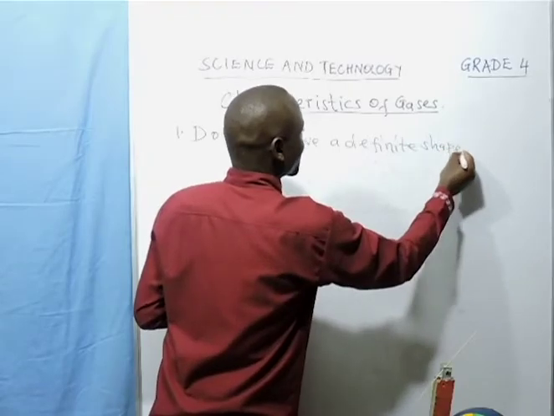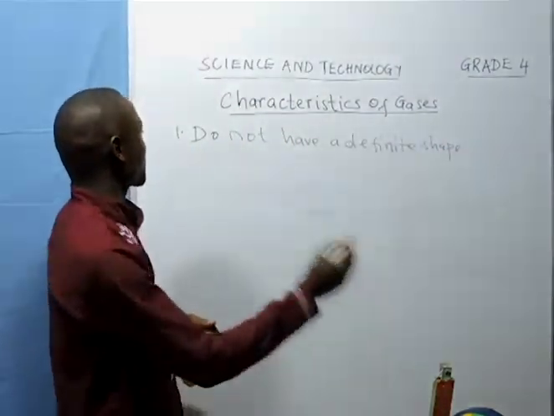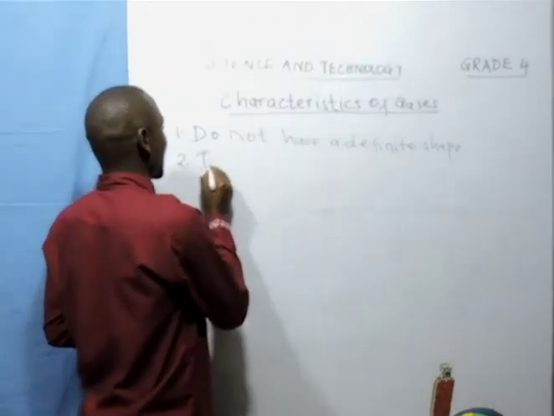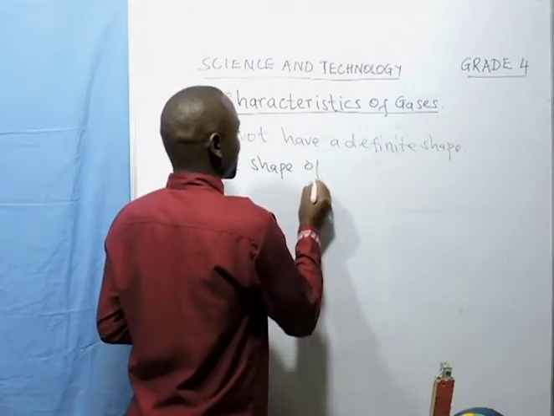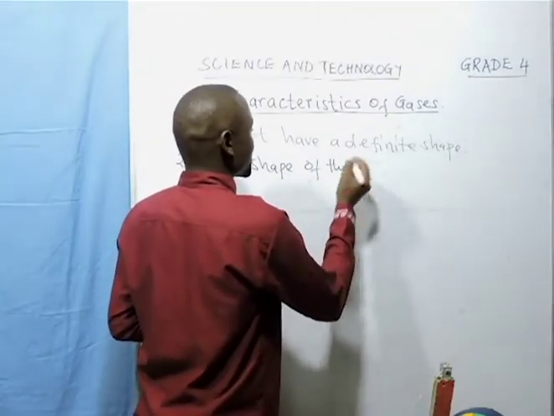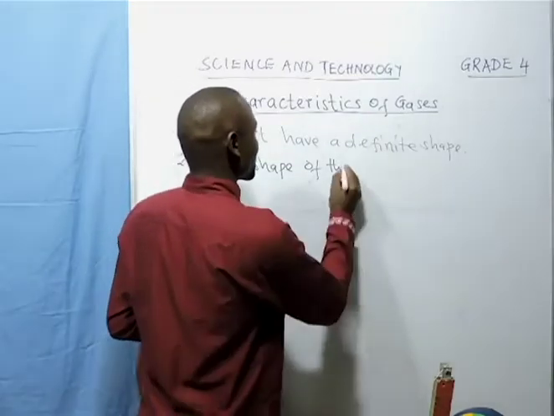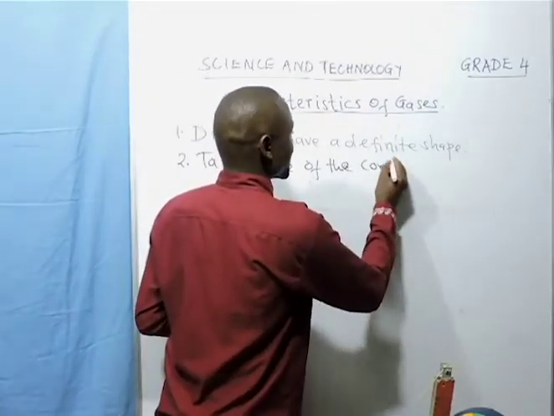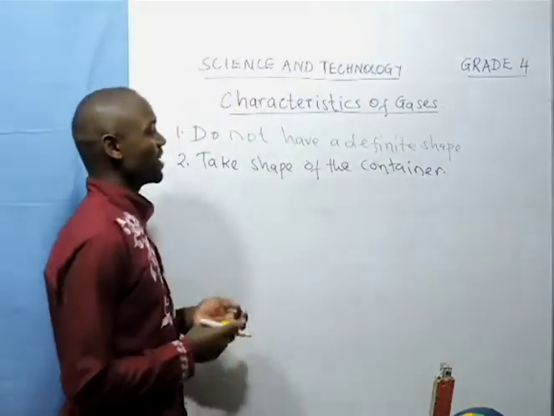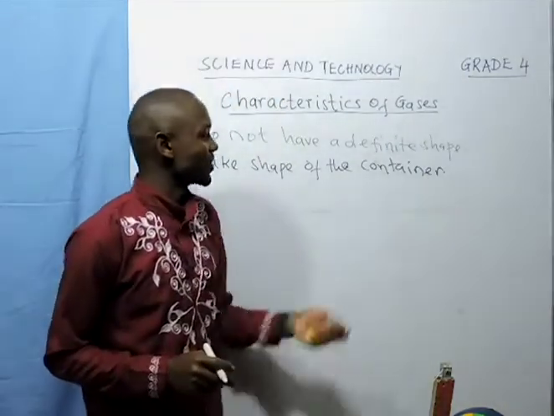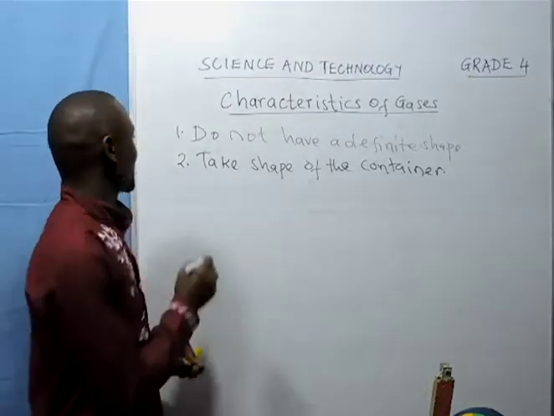So if they don't have a definite shape, what do they have? We say that they take the shape of the container in which they are put. If the container is circular, the gases will fill that container. If the container is rectangular, the gases will fill that container.